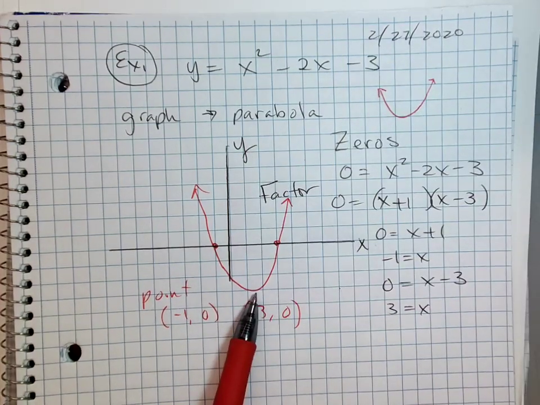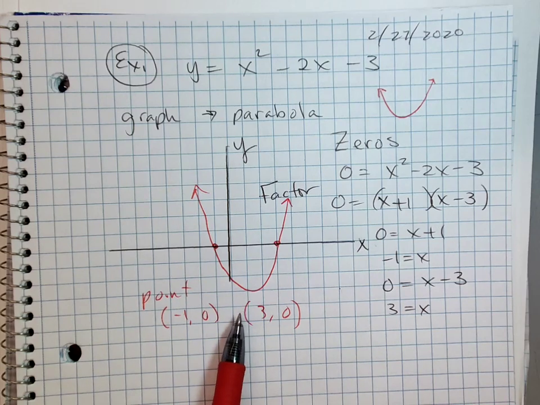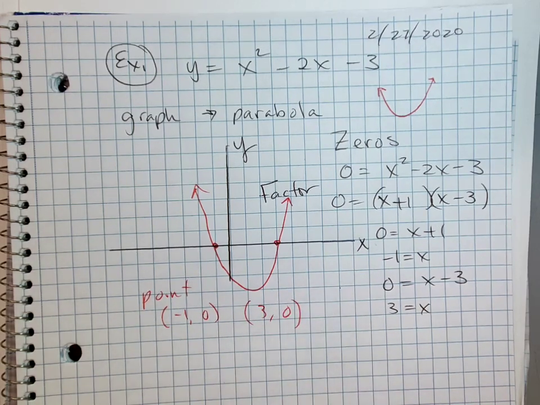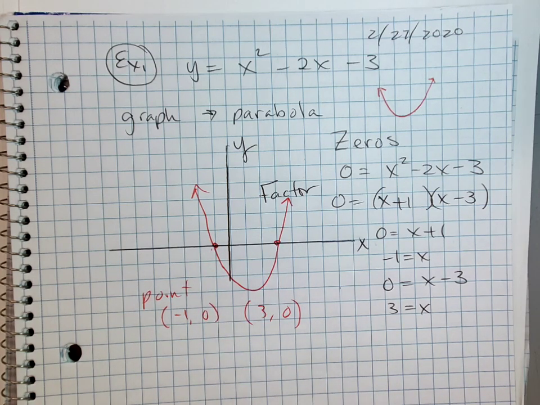The vertex, we don't need to worry about yet, okay? We'll talk about the vertex and how to get the vertex in the next chapter. Right now, we're just talking about zeros. My zeros are at -1 and 3. Thumbs up?